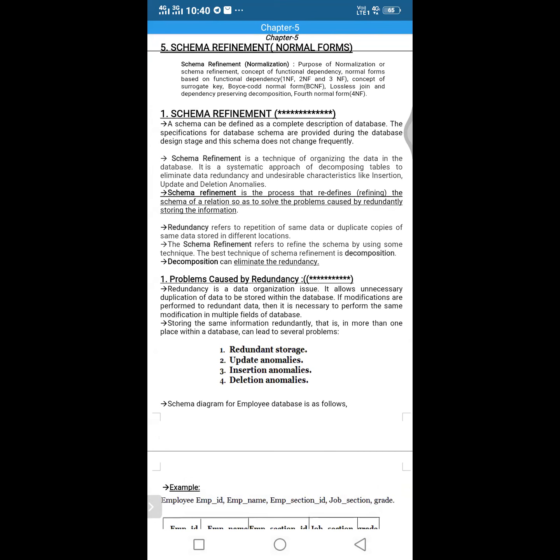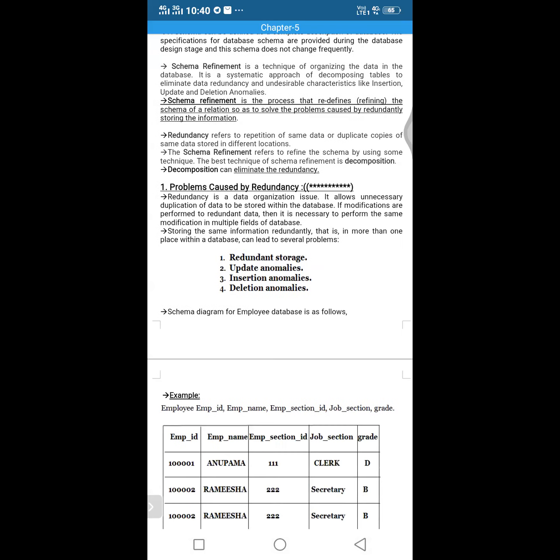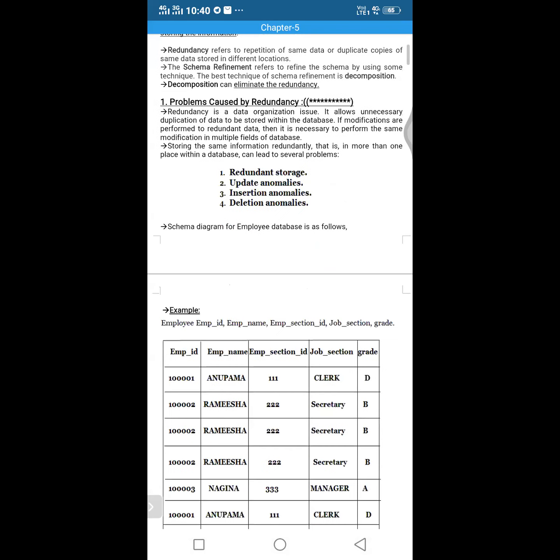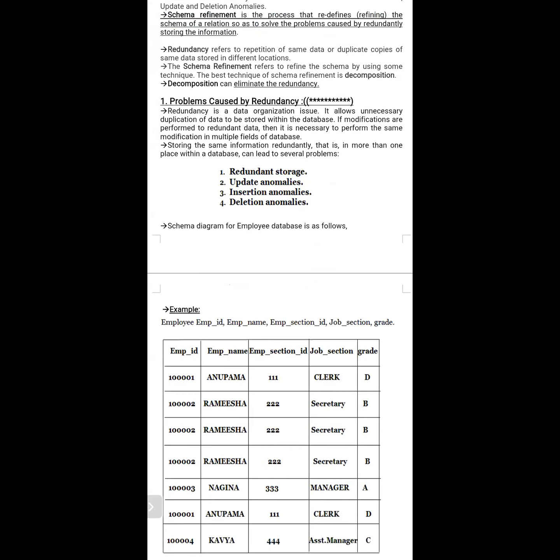When we perform schema refinement, the most likely problem is redundant data. Redundant data creates a lot of problems in the database, and those are referred to as anomalies. There are three types of anomalies: updation anomalies, insertion anomalies, and deletion anomalies. That means we are not able to update the records properly, we are not able to insert the records properly, and we are not able to delete our required records.